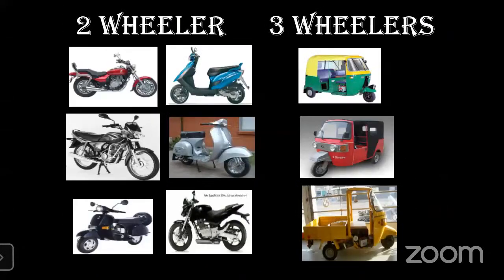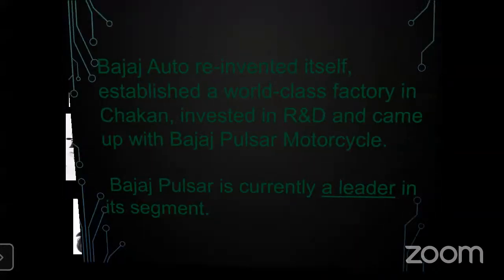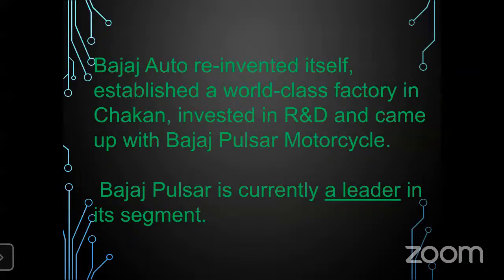Here I created two-wheeler and three-wheeler segments. Later on, they also entered four-wheeler segments in the auto industry. Bajaj Auto reinvented itself, established a world-class factory in Chakan, invested in R&D, and came up with the Bajaj Pulsar motorcycle. Bajaj Pulsar is currently a leader in its segment.